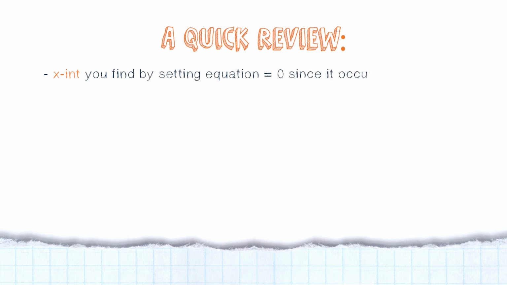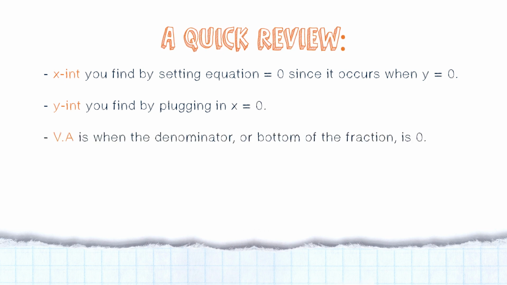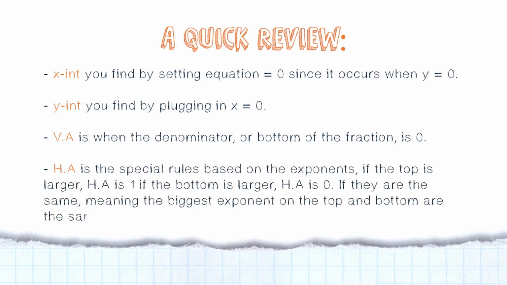Just a quick review, x-intercept you find by setting the equation equal to 0, since it occurs when y equals 0. Y-intercept you find by plugging in x equals 0. The vertical asymptote is when the denominator, or the bottom of the fraction, is 0. And the horizontal asymptote is the special rules based on the exponents.